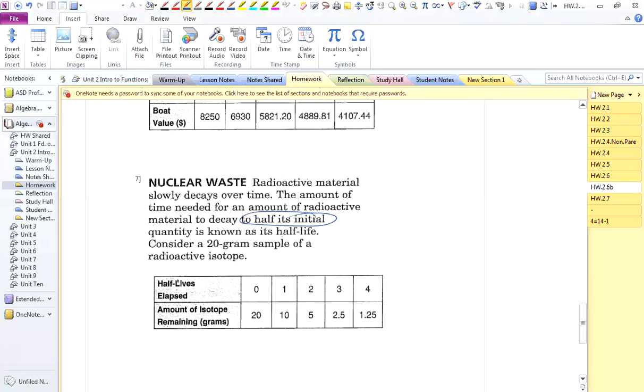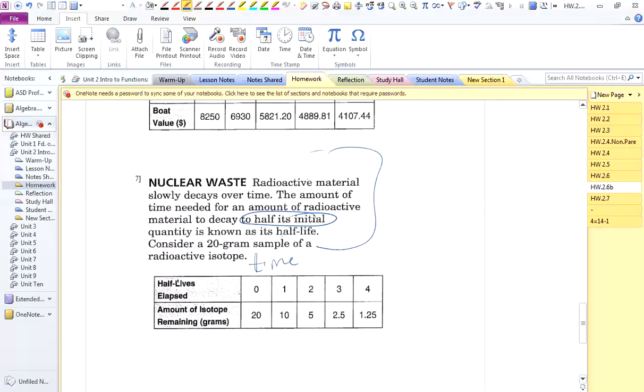So what they do is they give you the graph. So you really don't have to know this information. The important thing is what you start with, right? So this is your time. This is the time that's elapsed. Does that make sense? Yeah.